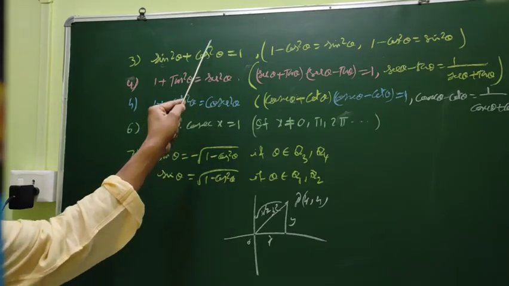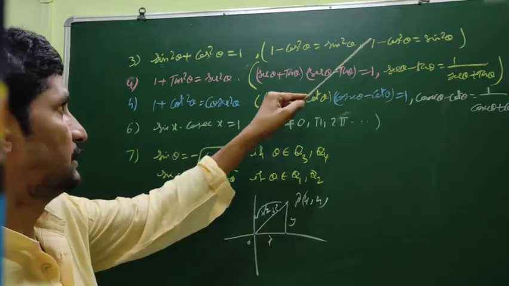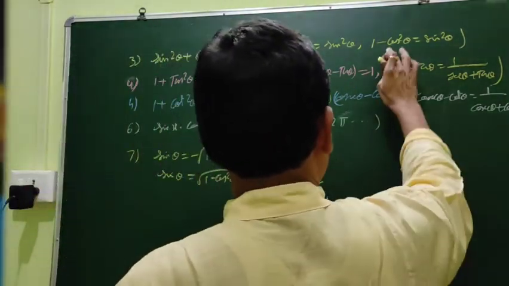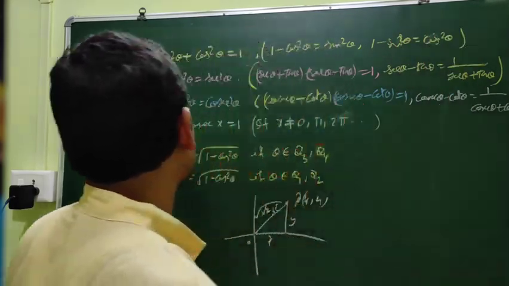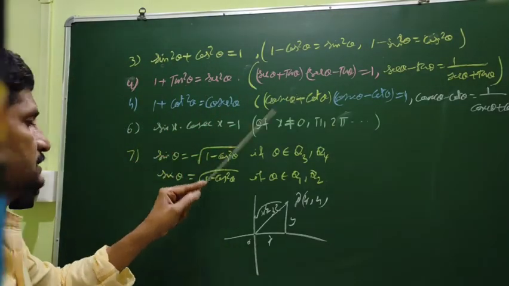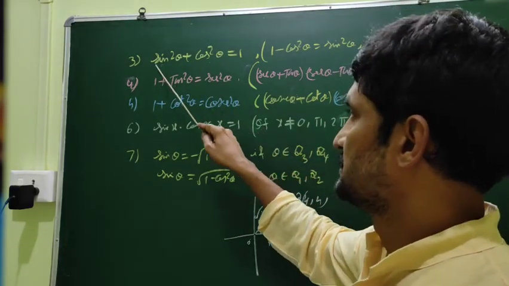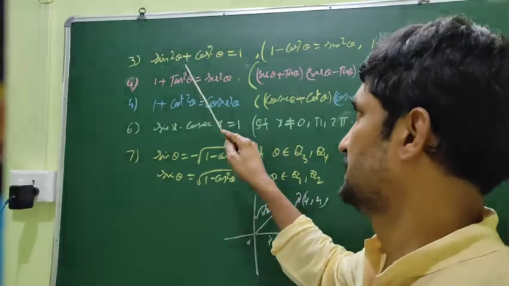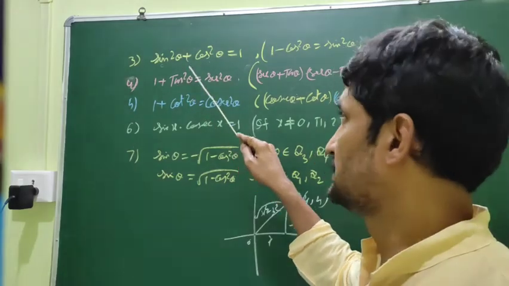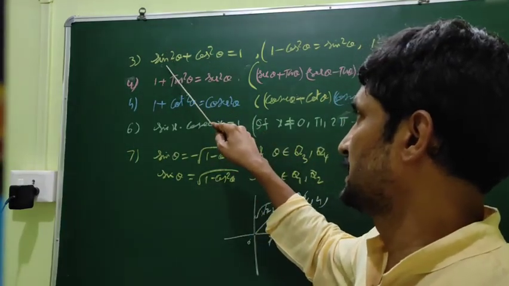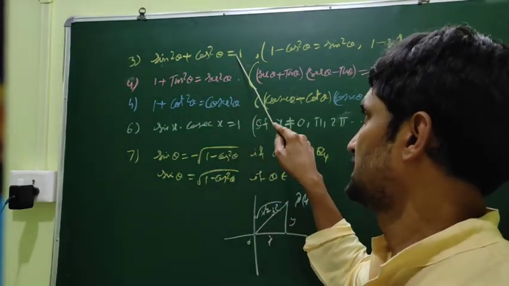Now 1 minus cos square theta is equal to sin square theta, and 1 minus sin square theta is cos square theta. Now 1 plus tan square theta is equal to sec square theta. How is it? Divide by cos square theta on both sides to get the tan square. Sin square by cos square is tan square. Cos square cancels, 1, it is sec square. So 1 plus tan square theta is equal to sec square theta.